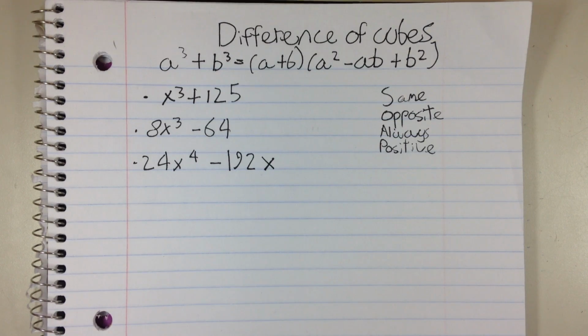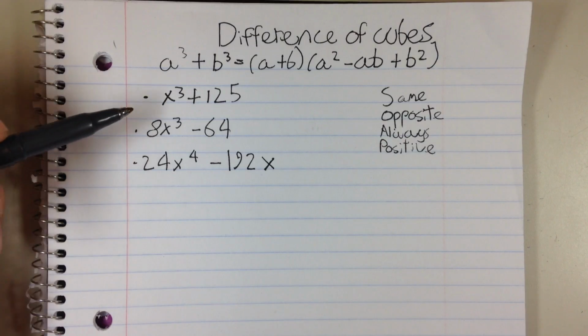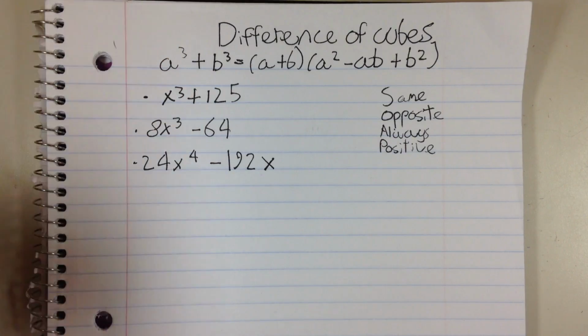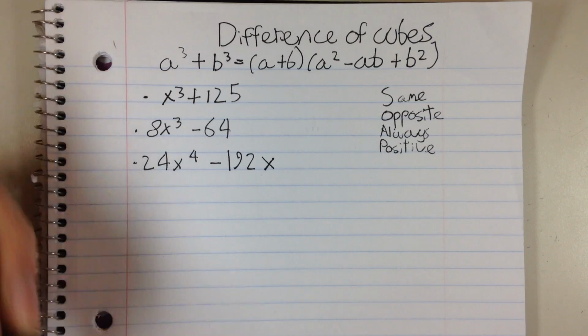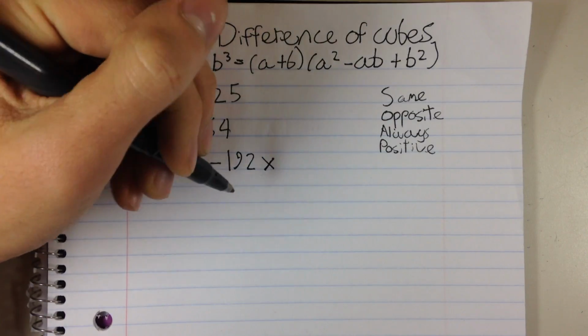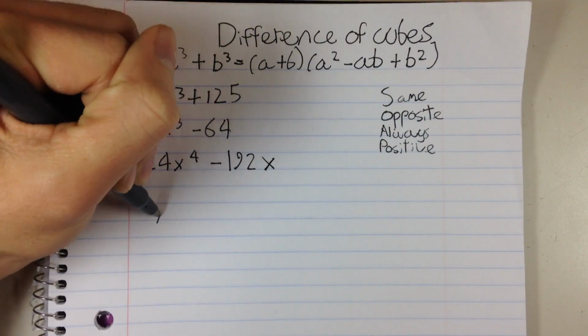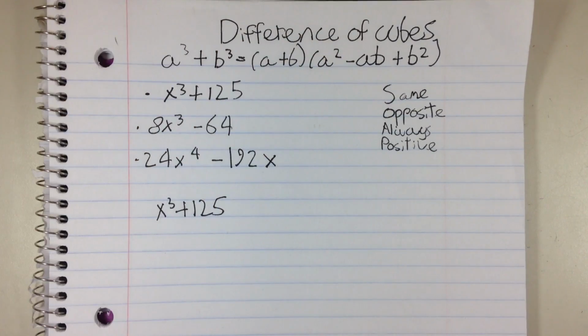Alright, in this video we're going to review how to factor using the difference of cubes. And so we can use the difference of cubes when we have two terms that can both be cubed. And these are the three problems we'll be going over. So to start off, we'll do a pretty easy problem. So x cubed plus 125.